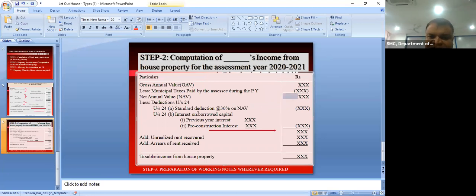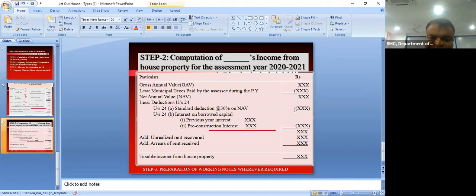And from the NAV we are going to do the deductions under section 24. Under section 24A, standard deduction is 30% of NAV. So suppose let us assume here the gross annual value is 1,20,000, municipal tax is 20,000, and you got NAV as 1 lakh. That means 1,20,000 minus 20,000 municipal tax. So you got 1 lakh as NAV. On 1 lakh, you are going to calculate 30% of NAV. So you will get here 30,000.